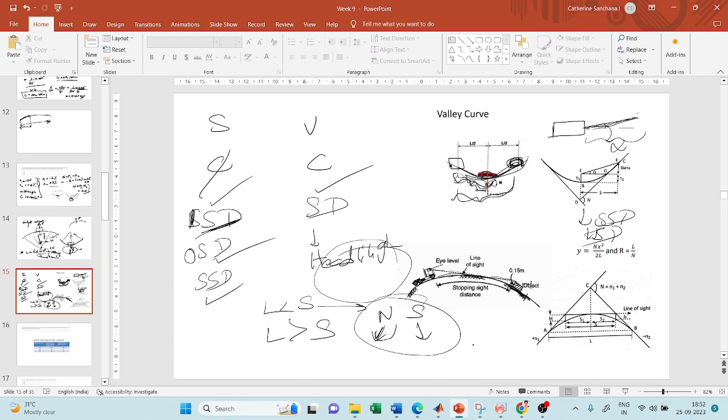For valley curves you will have N and S, where S is the headlight sight distance and N is the same. In addition to that, you will also have tan alpha in the equation, and this alpha is nothing but the angle of the headlight beam. So it is a straightforward equation, you just have to substitute the formula.